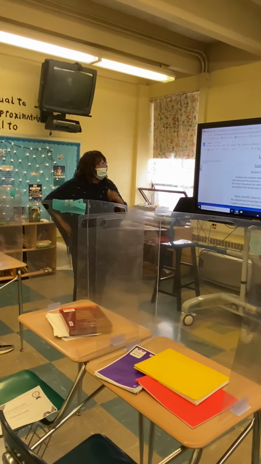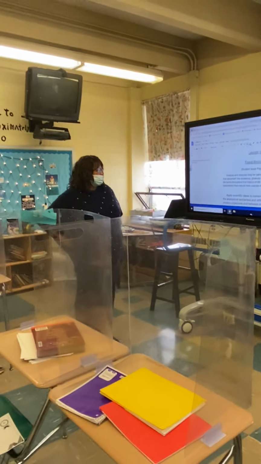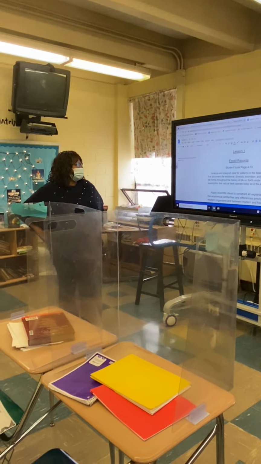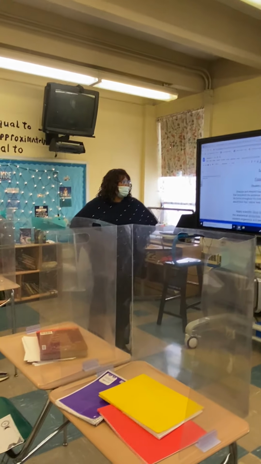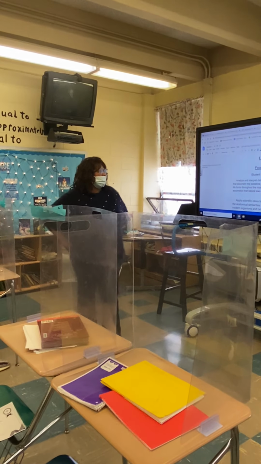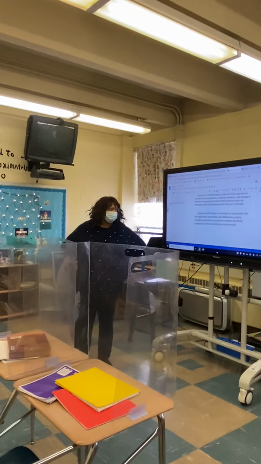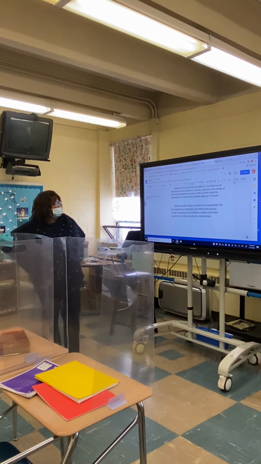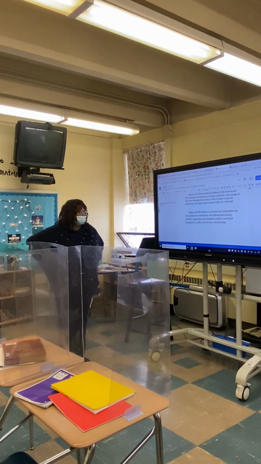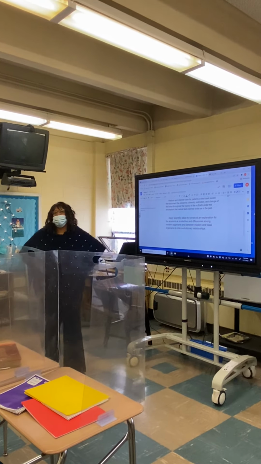What we're going to learn today is to analyze and interpret data for patterns in the fossil record that document the existence, diversity, extinction, and change of life forms throughout the history of life on Earth, under the assumption that natural laws operate today as in the past. You're also going to learn to apply scientific ideas to construct an explanation for the anatomical similarities and differences among modern organisms and between modern and fossil organisms to infer evolutionary relationships.